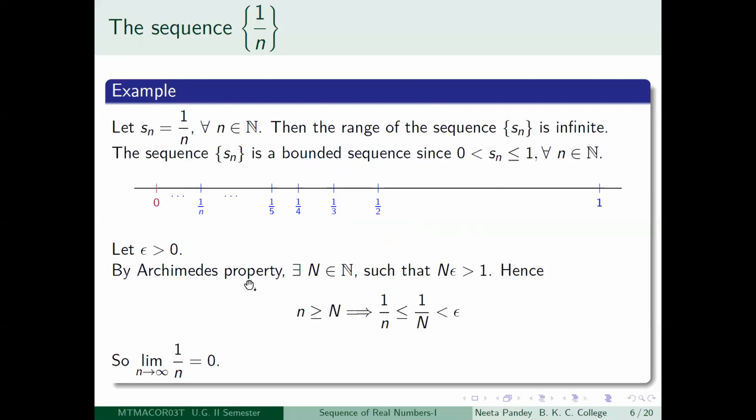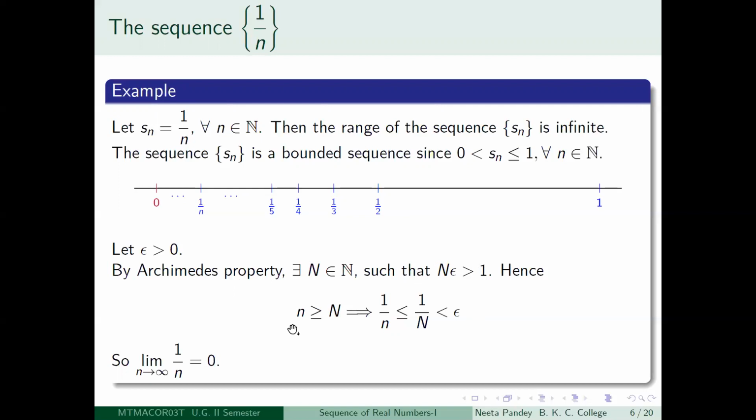Now you notice that given this number epsilon and the number 1, if you use the Archimedean property of the real numbers, you will be able to get a positive integer, which I have denoted by capital N, keeping in mind the previous notations, so that capital N times epsilon is greater than 1. This is always true because epsilon was positive, so you keep on adding epsilon with itself. After a certain number of additions, you will be able to get a number which is greater than 1. That is your Archimedean property, so you are using it here.